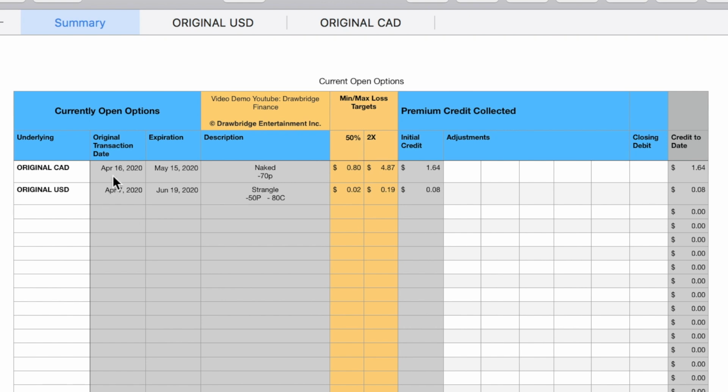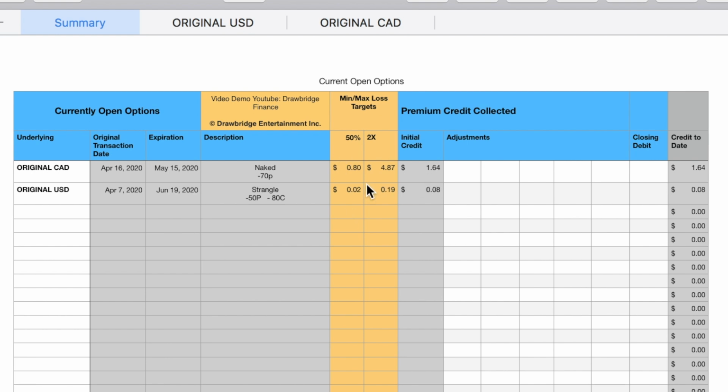There's a couple pieces of key information that I have here. The original transaction date, everything in gray and yellow automatically populates. So all we have to do is fill out this white column here, and I'll show you how that works. So when you first open it up, it's showing April 16th. This is the original transaction date, and then the expiration date, and then the description of what it is that we've actually sold. How much credit we collected is here in gray.